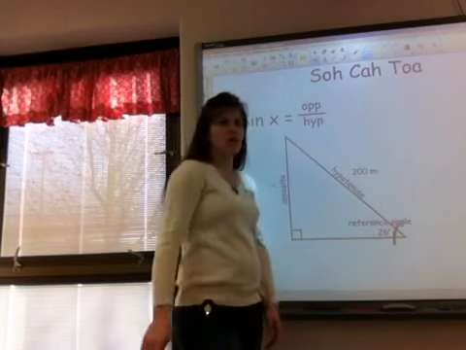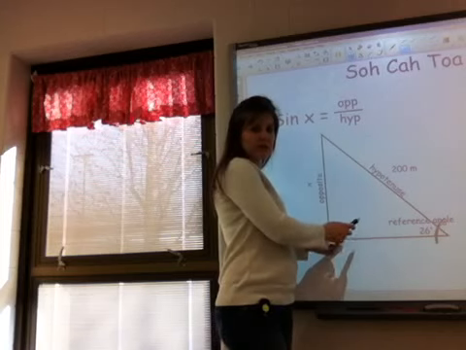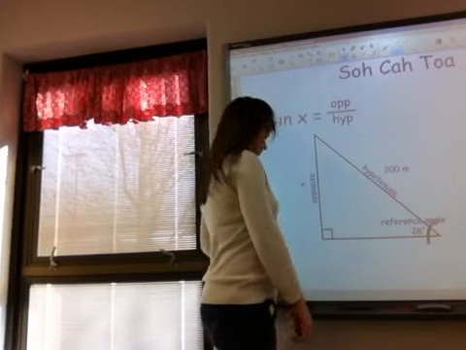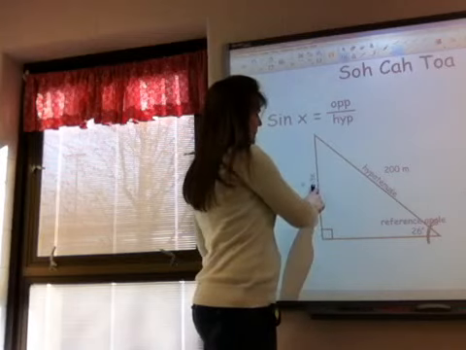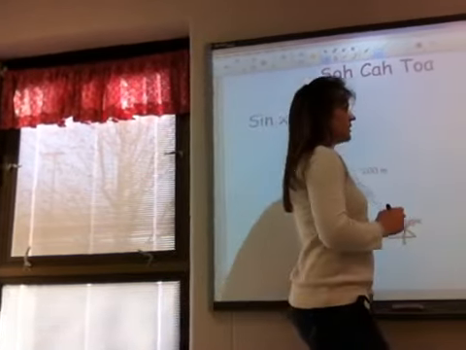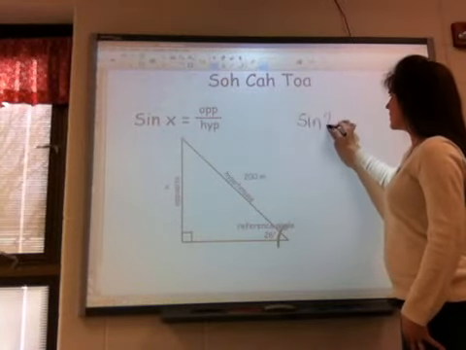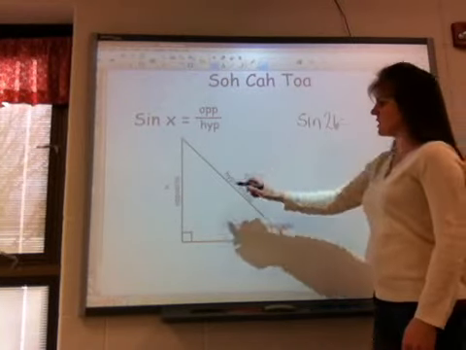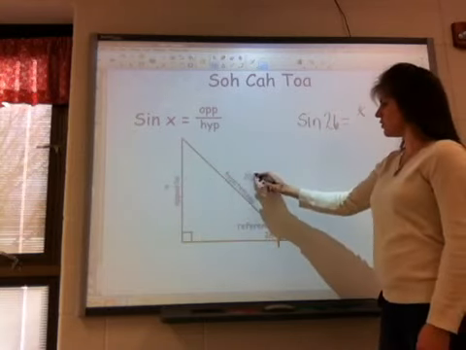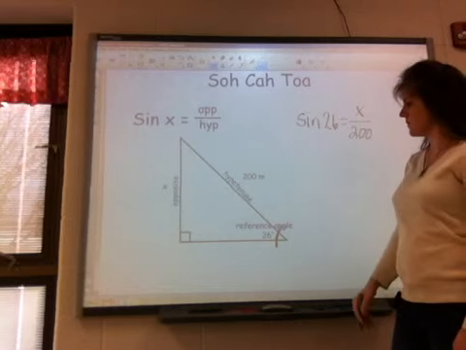Now the hypotenuse is always in the same place no matter what. As you're already familiar with, it's the longest side and it is the side across from the right angle. So sine is equal to opposite over hypotenuse. So if I wanted to set this up, my angle measure is 26. So I'm going to do sine of the angle measure, 26, equals the opposite, which is the x, over the hypotenuse, which we know is 200 meters.